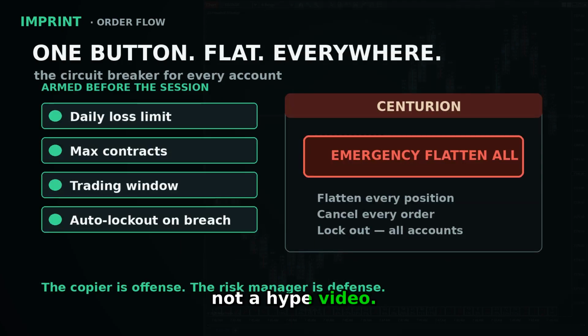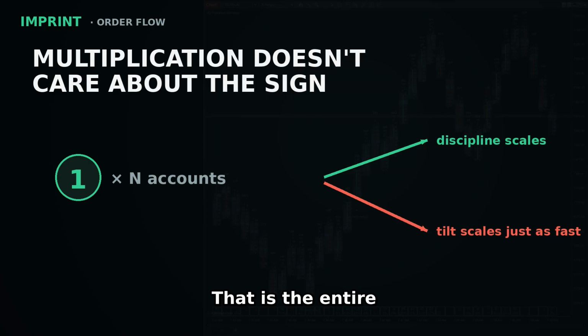But this is not a hype video. A copier does not create an edge, and it does not protect you from yourself unless the risk controls are armed before the session starts. The copier scales the decision. The risk manager protects the operation. That is the entire game.